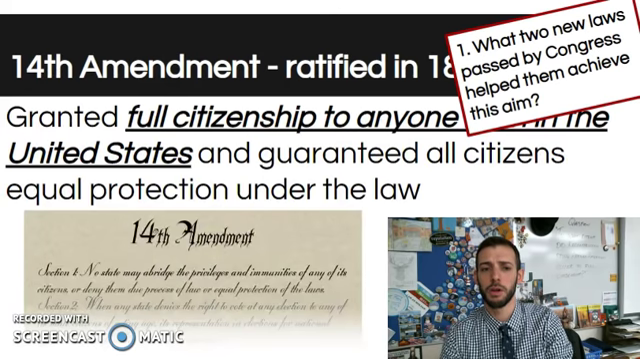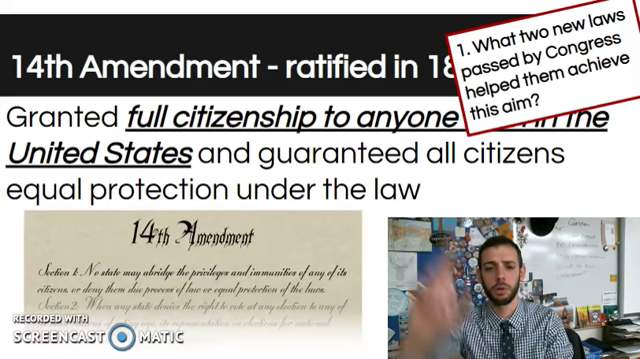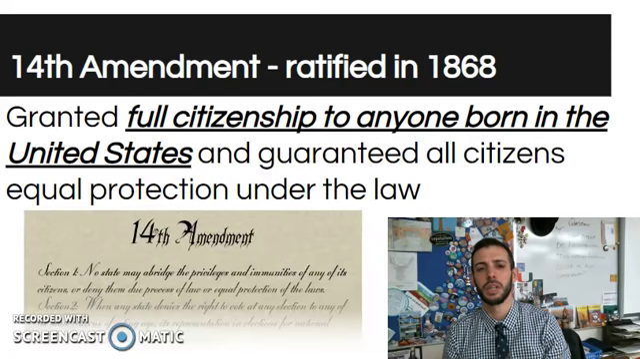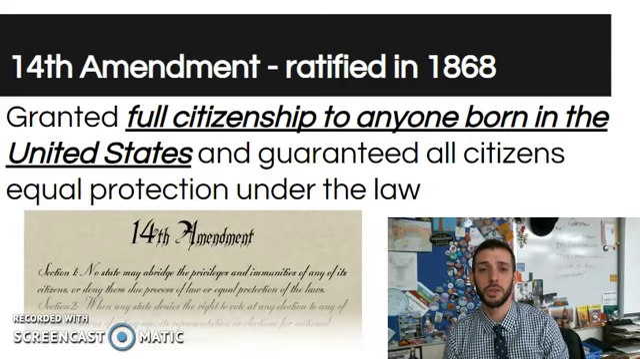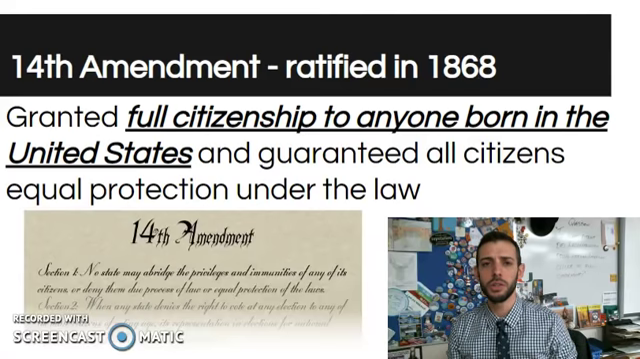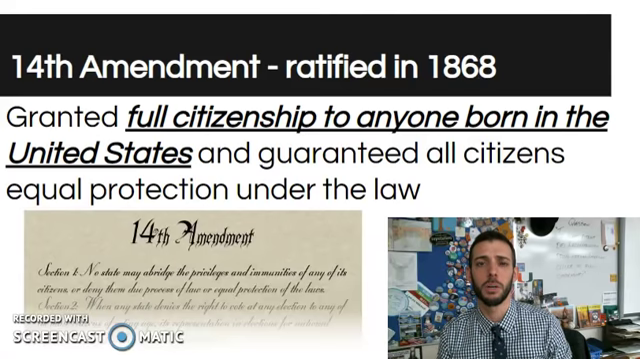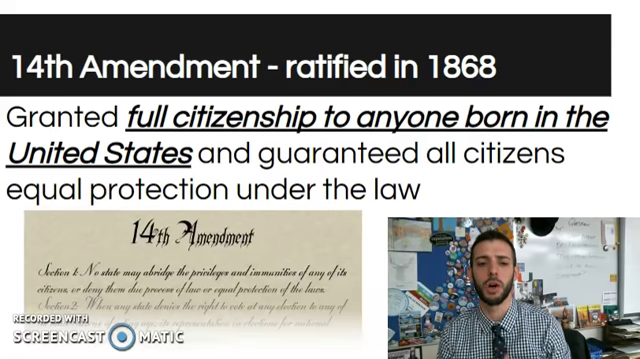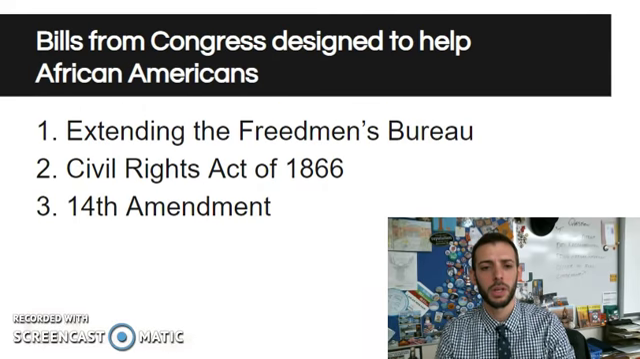The next one was called the 14th Amendment. Again, there's the question posed above. The 14th Amendment is now the 14th change to our U.S. Constitution. We just saw the 13th in the last video. Now the 14th Amendment was ratified 3 years later in 1868. This granted full citizenship to anyone born in the United States and guaranteed all citizens equal protection under the law. It did not matter whether they had been enslaved before, what their race was. They have full citizenship as long as they were born in the United States. That's what our 14th Amendment guarantees.